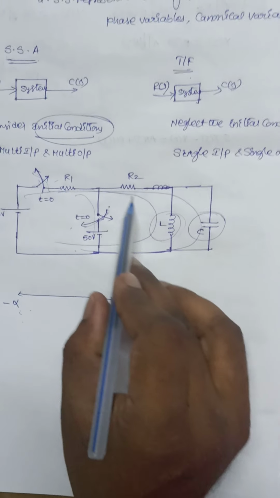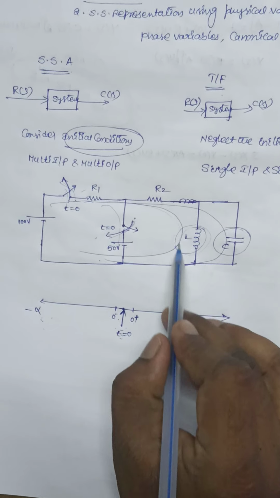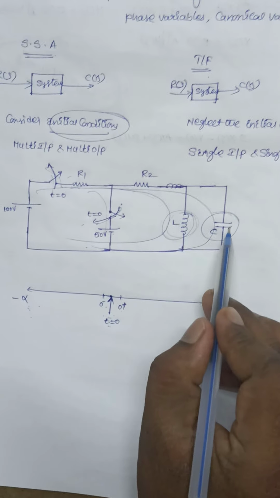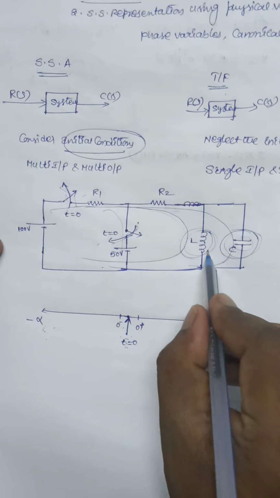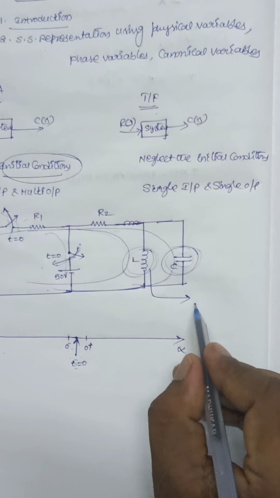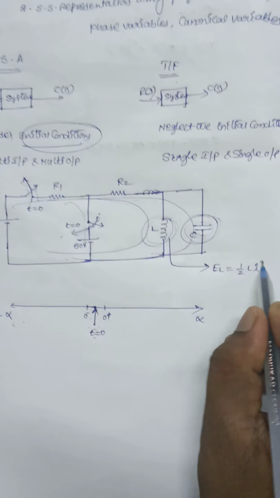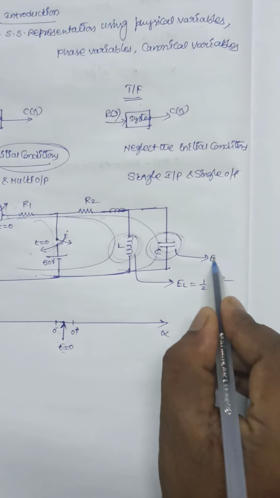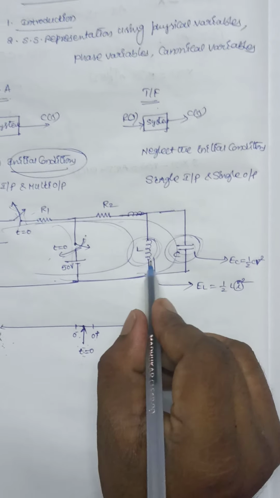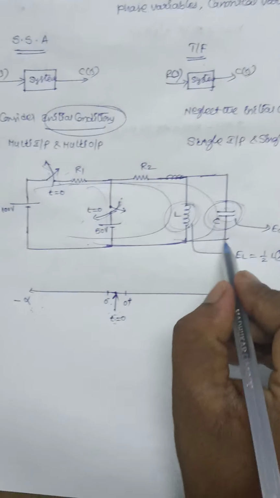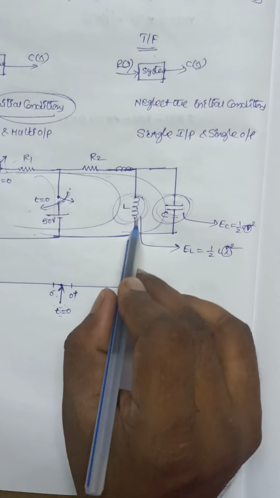Whenever the current passes like this, it stores energy because it is a dynamic element or a memory element. The inductor stores the energy in the form of magnetic field, and the capacitor stores the energy in the form of electric field. The energy stored in the inductor is E_L equal to half L I square, and the energy stored in the capacitor is half C V square. That means because of the current flowing through the inductor and the voltage across the capacitor, there is energy storage in the inductor and capacitor.